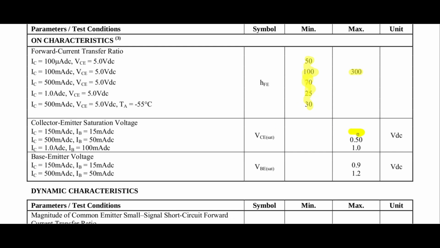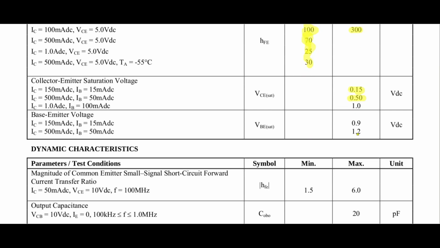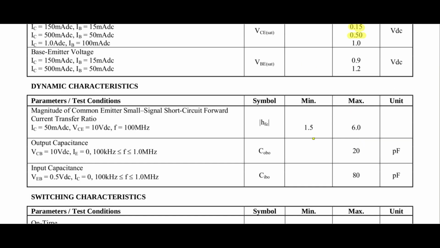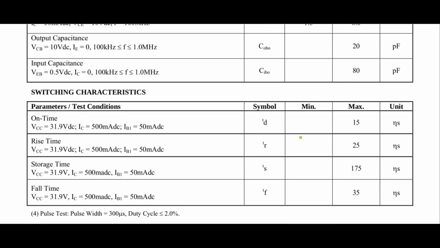VCE SAT is 0.15 to 0.5. VBE SAT is around 0.9 to 1.2. So you have all the characteristics. These are some of the typical values. Look at the switching characteristic, very useful for us. On time, rise time, storage time, fall time. So you have the delay time, 15 nanoseconds. Rise time, which is 25 nanoseconds. Storage time, 175 nanoseconds. Fall time, 35 nanoseconds.